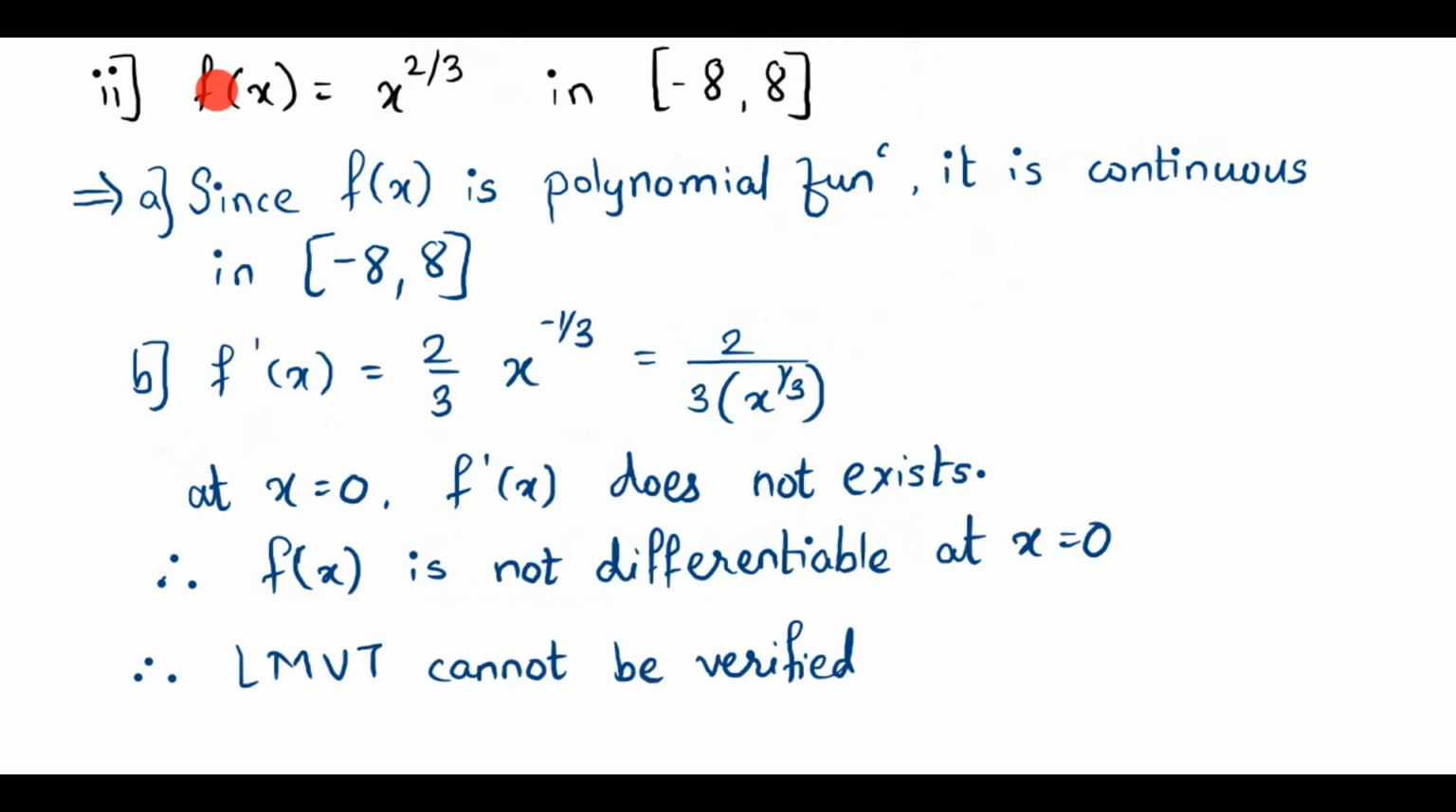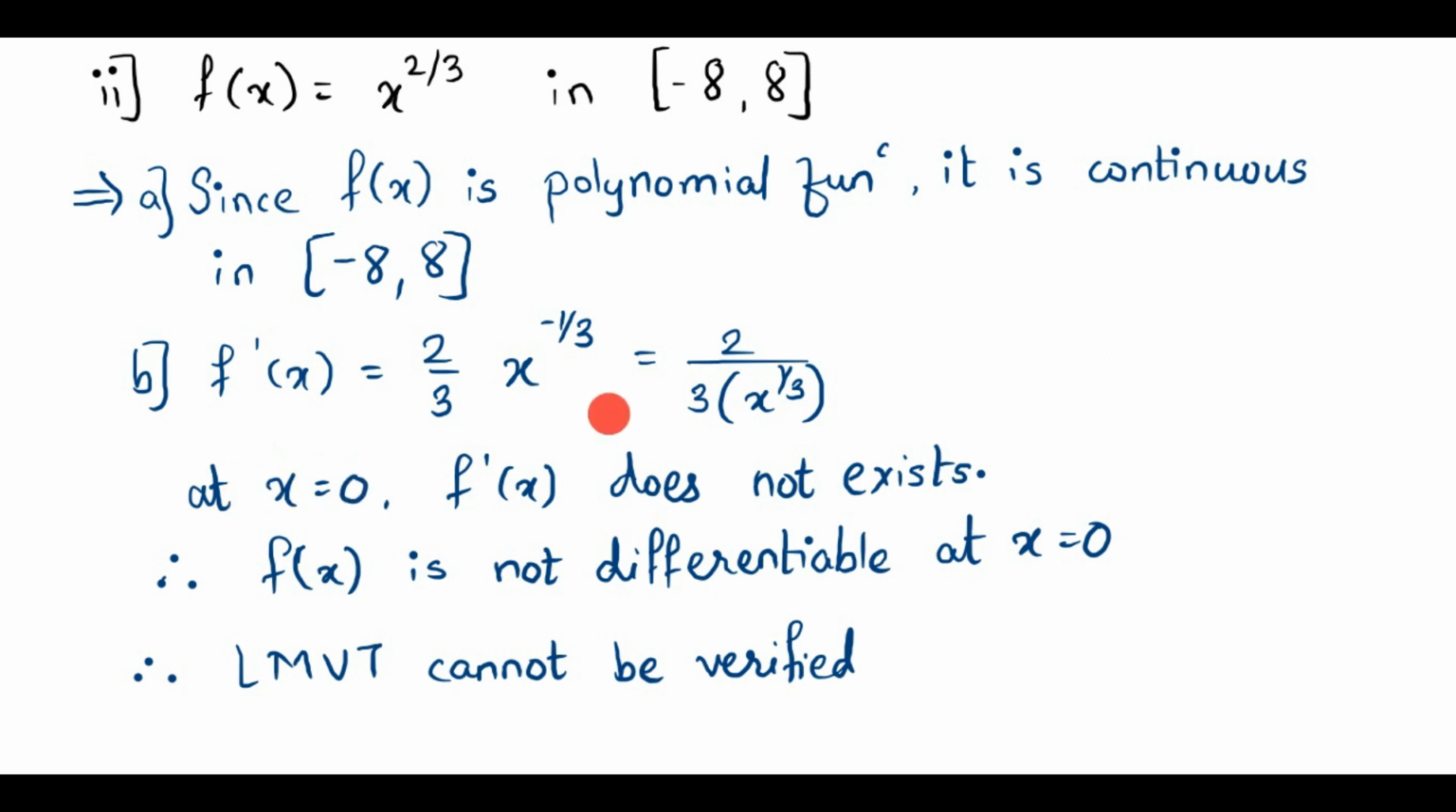Here the function is given as x to the power 2 by 3 in the interval minus 8 and 8. Clearly it is a polynomial-type function, therefore it is a continuous function. So our first condition is verified. Now move on to the second condition, that is differentiability. Just find f dash of x. I got 2 by 3 into x to the power minus 1 by 3, which is equal to 2 upon 3 into x to the power 1 by 3.